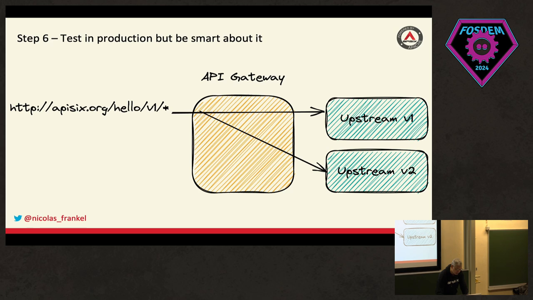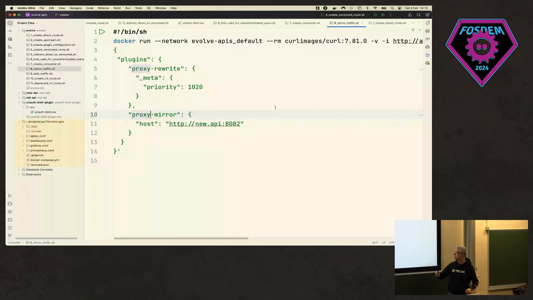And I have to say that I'm a bit proud about it because when I started to work on Apache APISIX, there was a bug. The problem is you can, of course, add multiple plugins to a route, and they are ordered by a priority. And the priority is hard-coded, which is more or less okay.